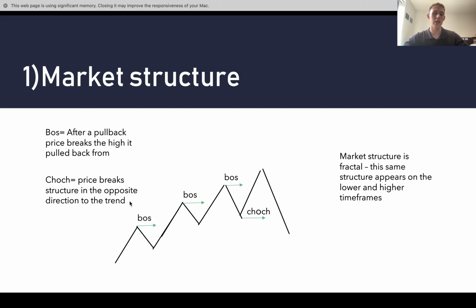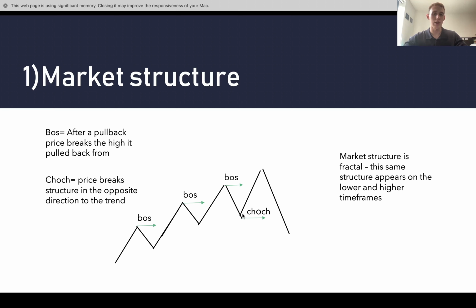So simply all I do is I identify and draw on the main breaks of structure. So in this case, we are viewing price like this. A break of structure is after a pullback, price will then push up and break the high. I would consider that a break of structure. So when we have this impulse leg, we then get a correction. If price makes another impulse leg breaking the high to the left, I would consider that a break of structure.